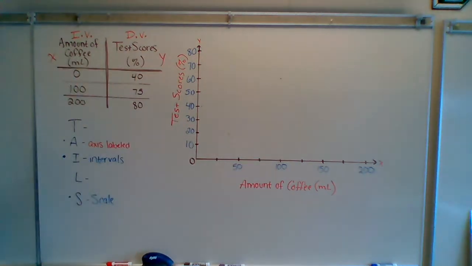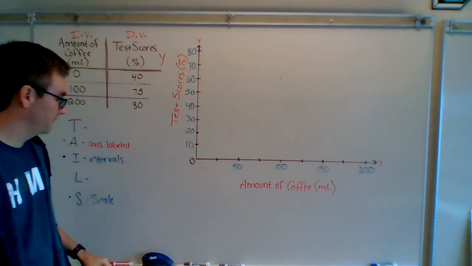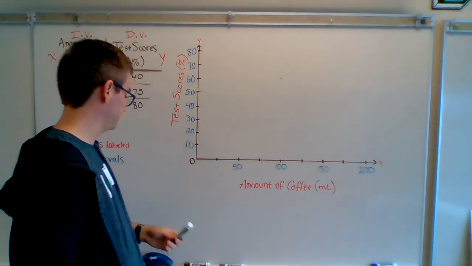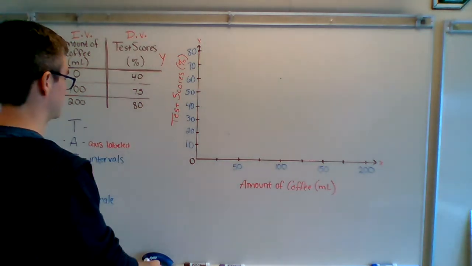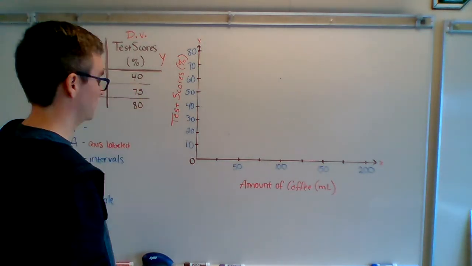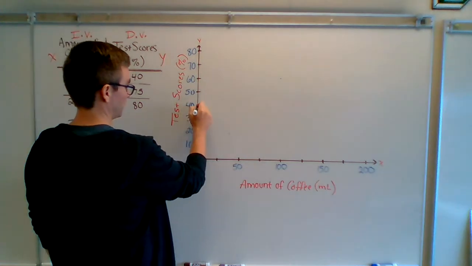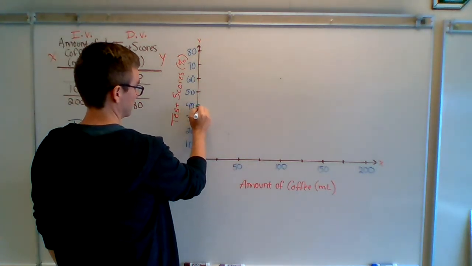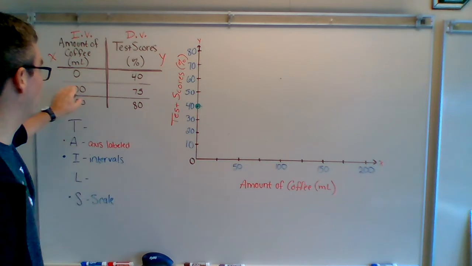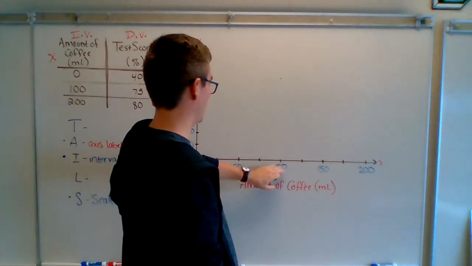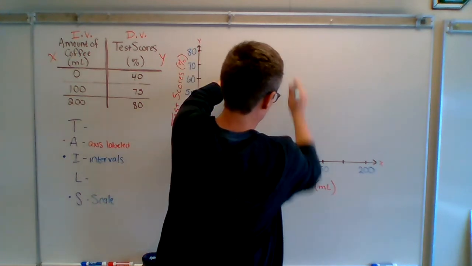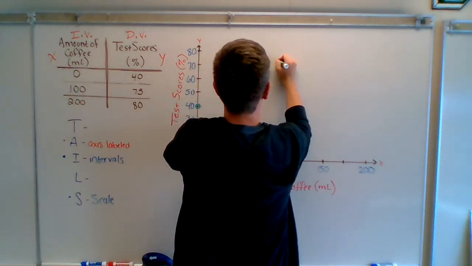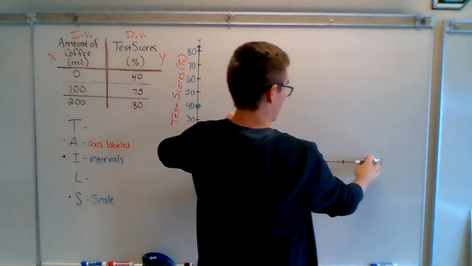The next thing we want to do is eventually plot our data. Let's say we plot our data. So let's see here. We've got 0, 0, and 40. That's our first data point. And then we have at 175. You guys should have graph paper. That would make this a lot easier. And then at 200, I have 80.